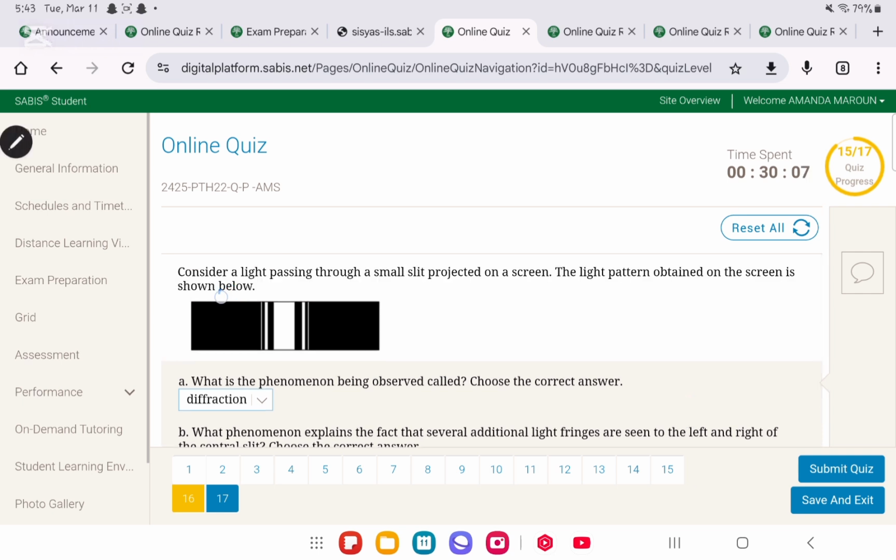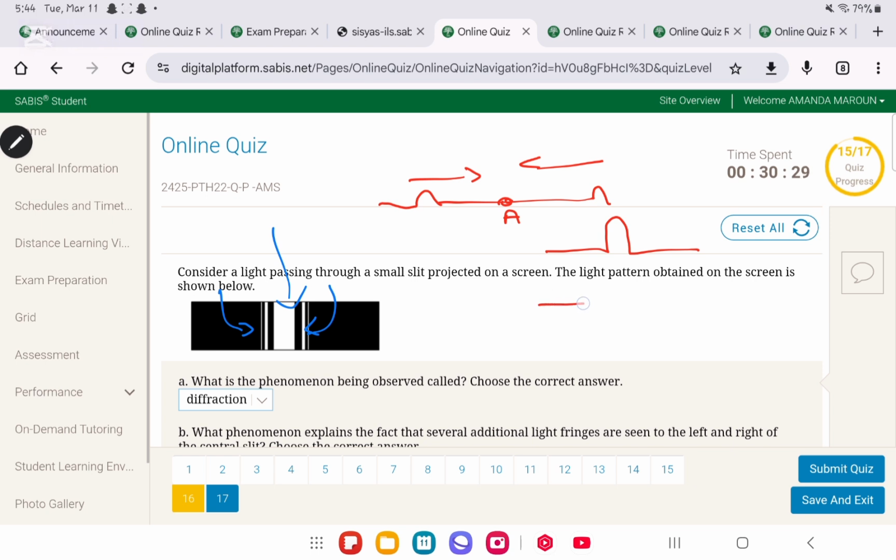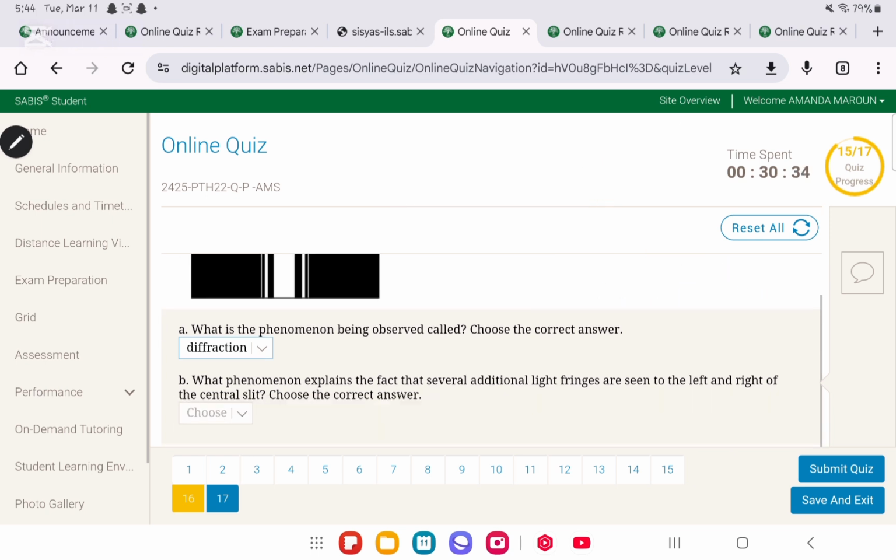Now, what phenomenon explains the fact that several additional light fringes are seen on the left and right? So they're saying, why are there waves here and here? And why is there one big wave over here? This is very simply constructive interference. So it's like this. You have a small wave over here, small wave over here. They're coming towards each other. They will meet at point A. They will create a bigger wave, and then they will continue back their own paths. This is just very simply constructive interference.